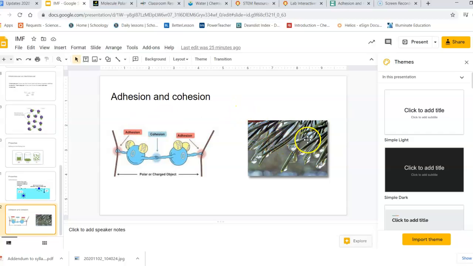Here's an example of water in a plant, right? The water travels all the way down to the tip of the plant. That is adhesion. The water is adhering to the plant. By the way, that's how plants are able to move water from the roots to the top. But then the water creates this huge drop over here. It doesn't just come out, it sticks together. That is cohesion. So those are the two points that I wanted to make.